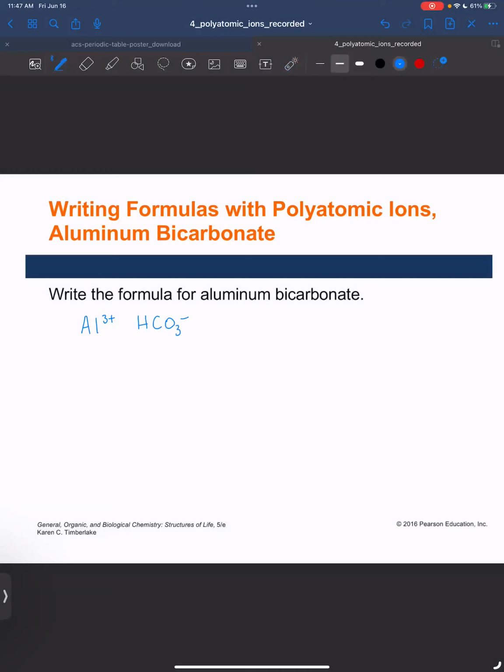And then write the cation and then the polyatomic ion with parentheses before doing the crisscross rule. Just want to get in the habit of putting parentheses. We can always erase them if they're not needed later, and I'll show you an example when that's the case. So when we do the crisscross rule, the 3 goes down outside the parentheses of the bicarbonate, and the 1 goes down next to the aluminum. So we have 1 and then 3. And that's the formula for aluminum bicarbonate.